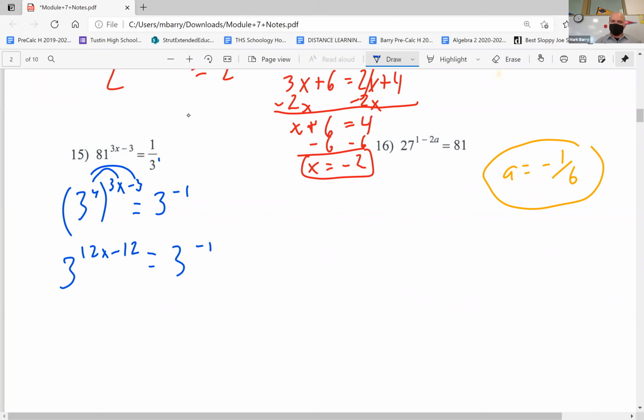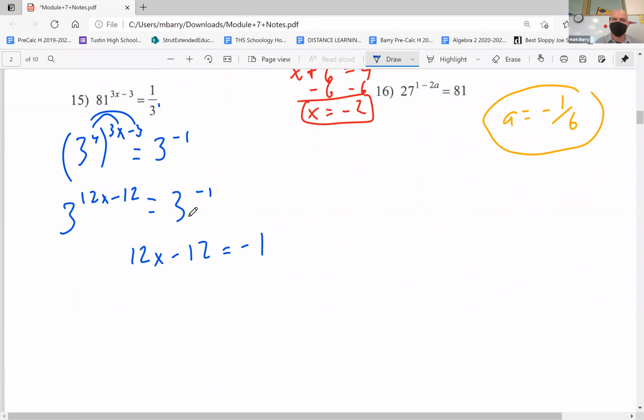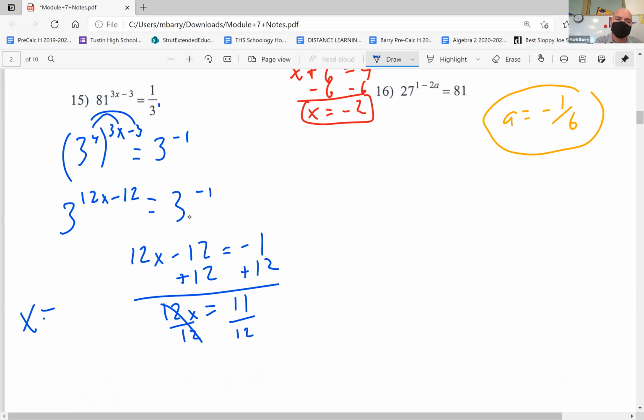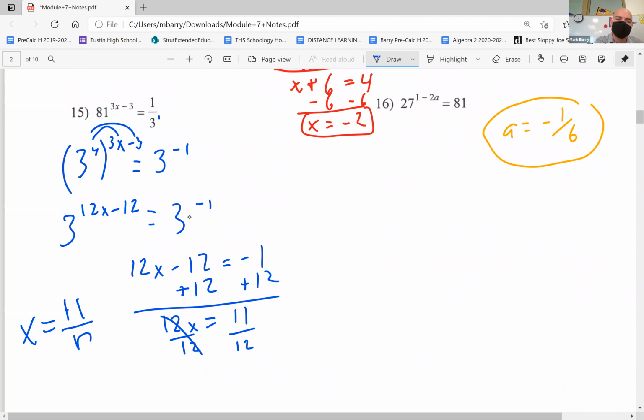We now have our bases the same, so we can set the exponents equal. So I get 12x minus 12 equals -1. Add the 12 over. Divide by the other 12. x equals 11 over 12. Beautiful.